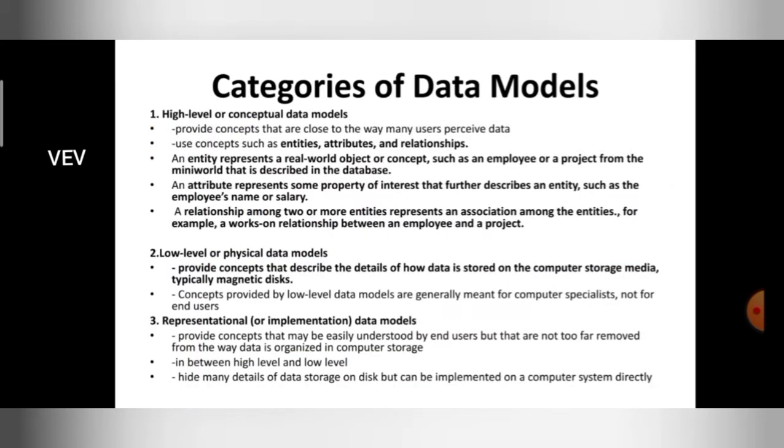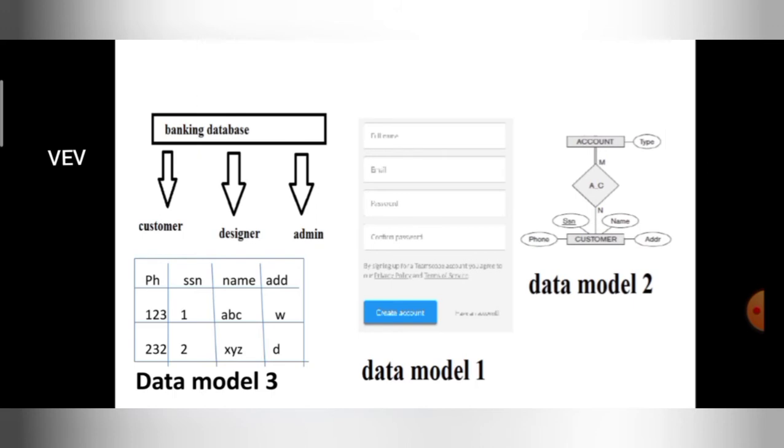So the last one, the representation or implementation data model. This type of data model contains the data that can be easily understood by the customer or an end user. Getting, guys? So here this representation data model hides many details of data storage. A representation data model doesn't contain any storage information, right? It contains only the information that can be easily understood by the customer. Representation, you can directly implement it. For example, data model 1 is an example.